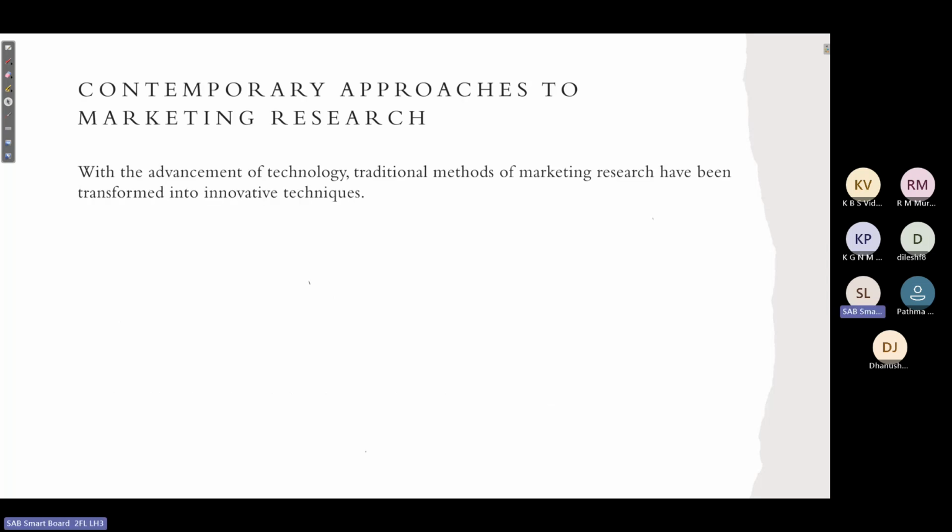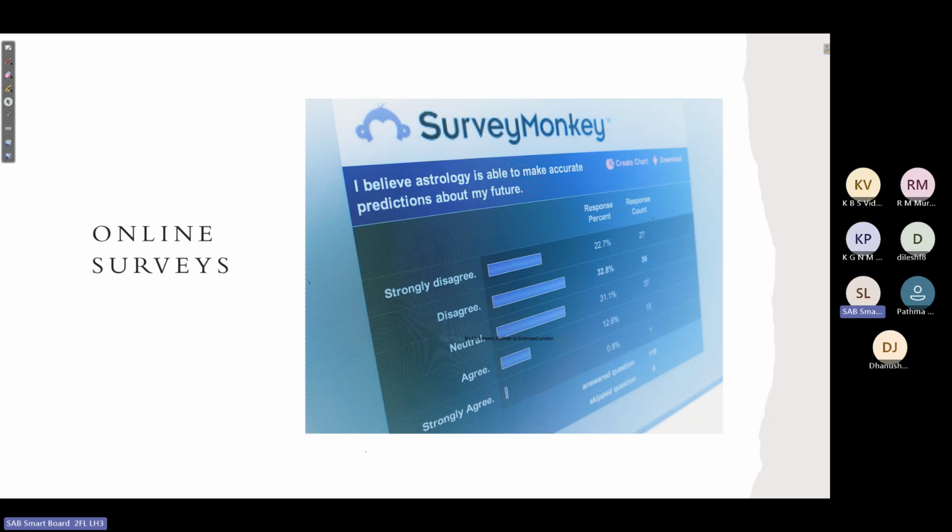These are some of the contemporary approaches to marketing surveys, like Survey Monkey. You may not have heard of it. So we can distribute our questionnaires to the respondents online. So easily we can collect the data about their preferences, Survey Monkey.